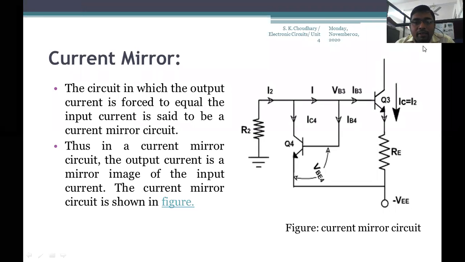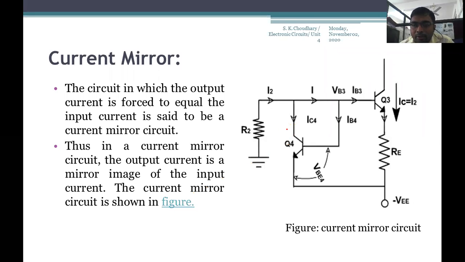Now the fourth method for constant current biasing is the current mirror circuit. You can use a current mirror circuitry along with the transistor Q3. In this circuit, the output current is forced to equal the input current, and this is called a current mirror circuit. Thus, in the current mirror circuit, the output current is a mirror image of the input current.